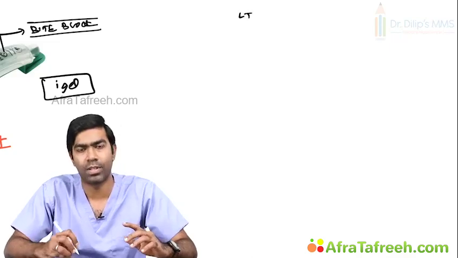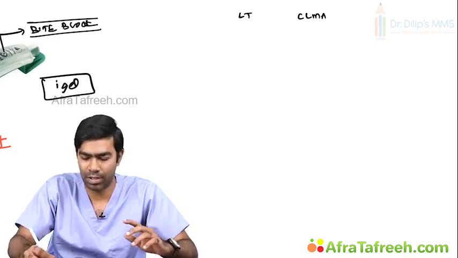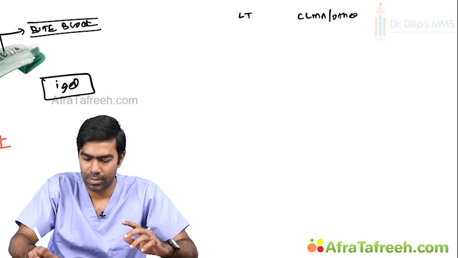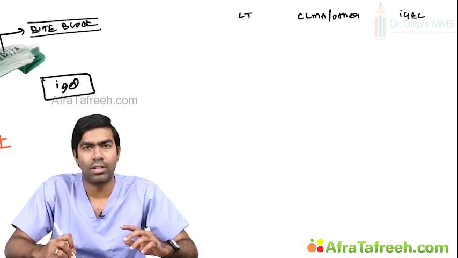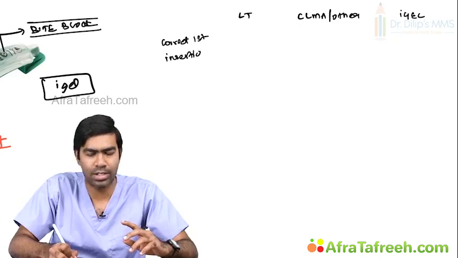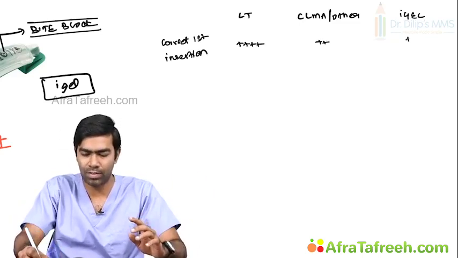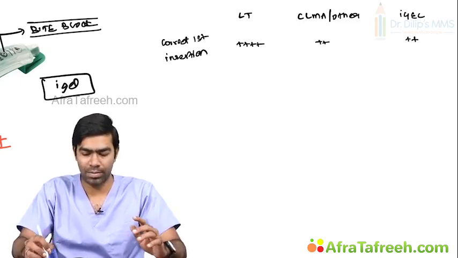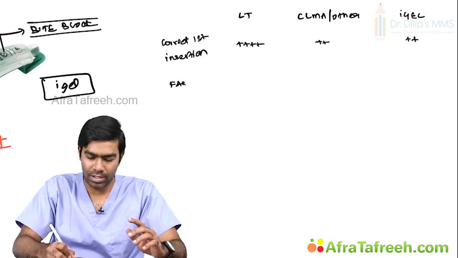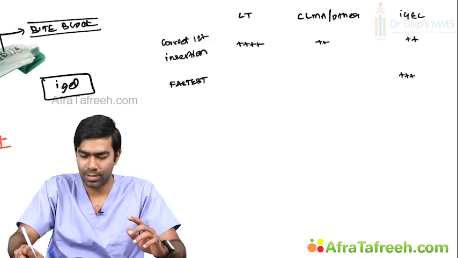For example, what are the differences between your laryngeal tube, your classic LMA and other types of LMAs and iGel? Remember, correct first insertion, which means correctly you can insert in the first time itself, is much better with laryngeal tubes compared with the iGel and the other LMAs. Then fastest insertion, how fast it takes. Fastest is always the iGel.